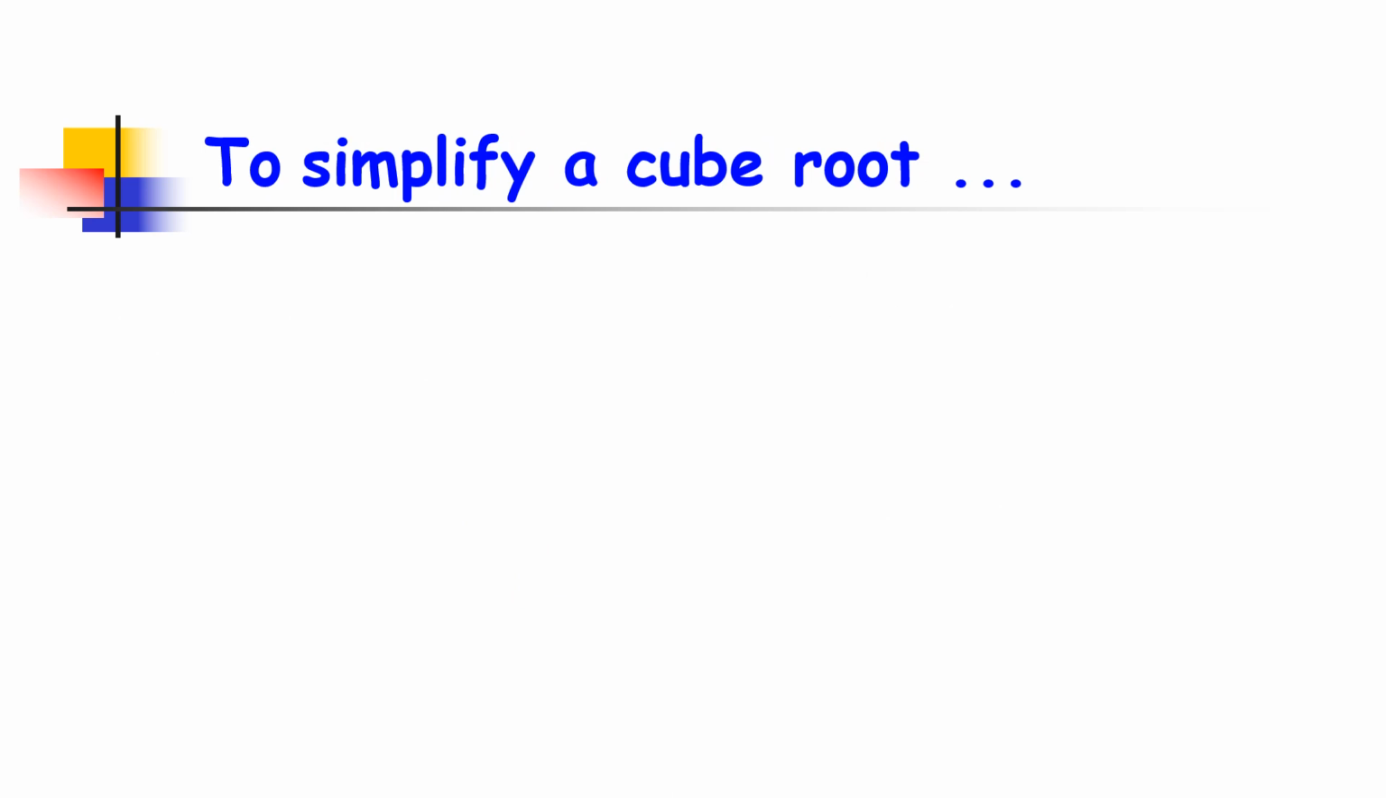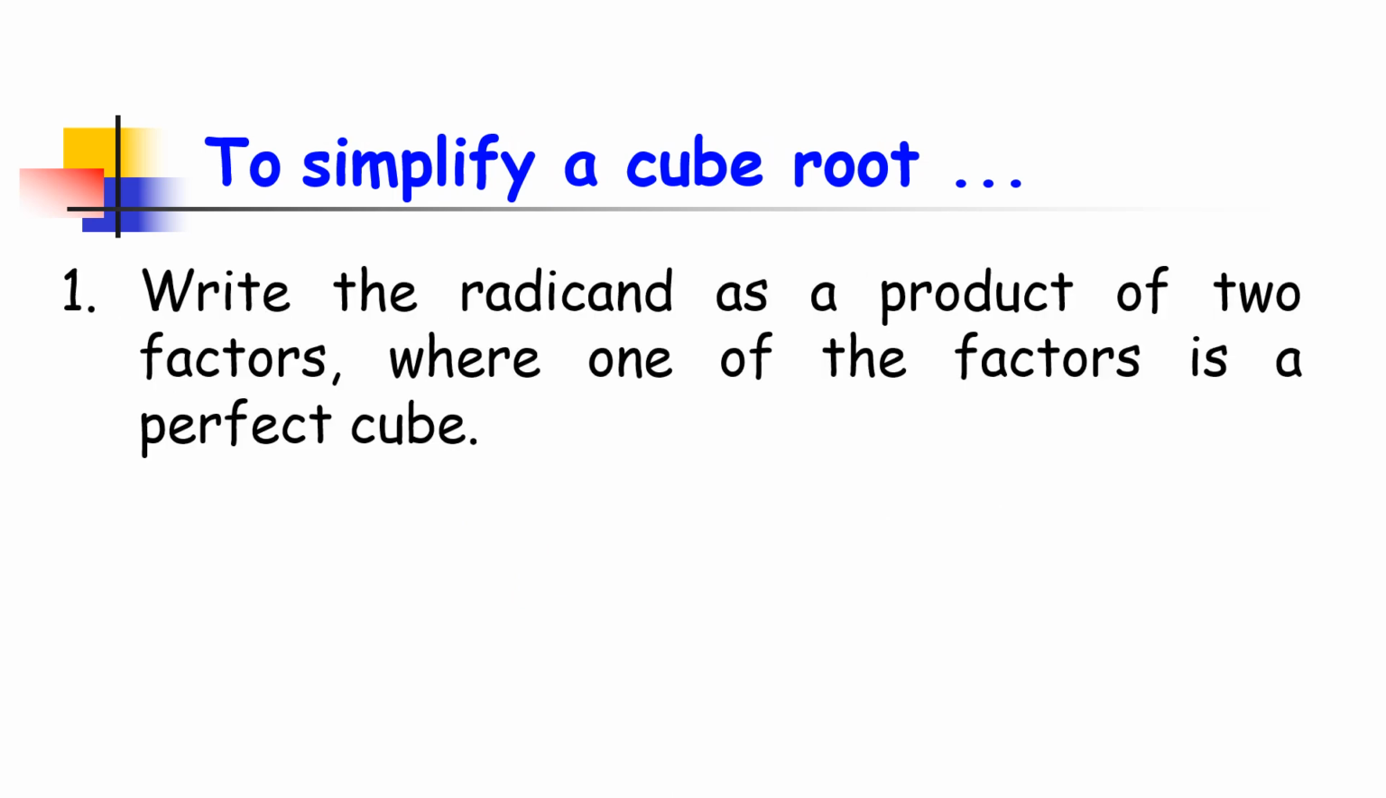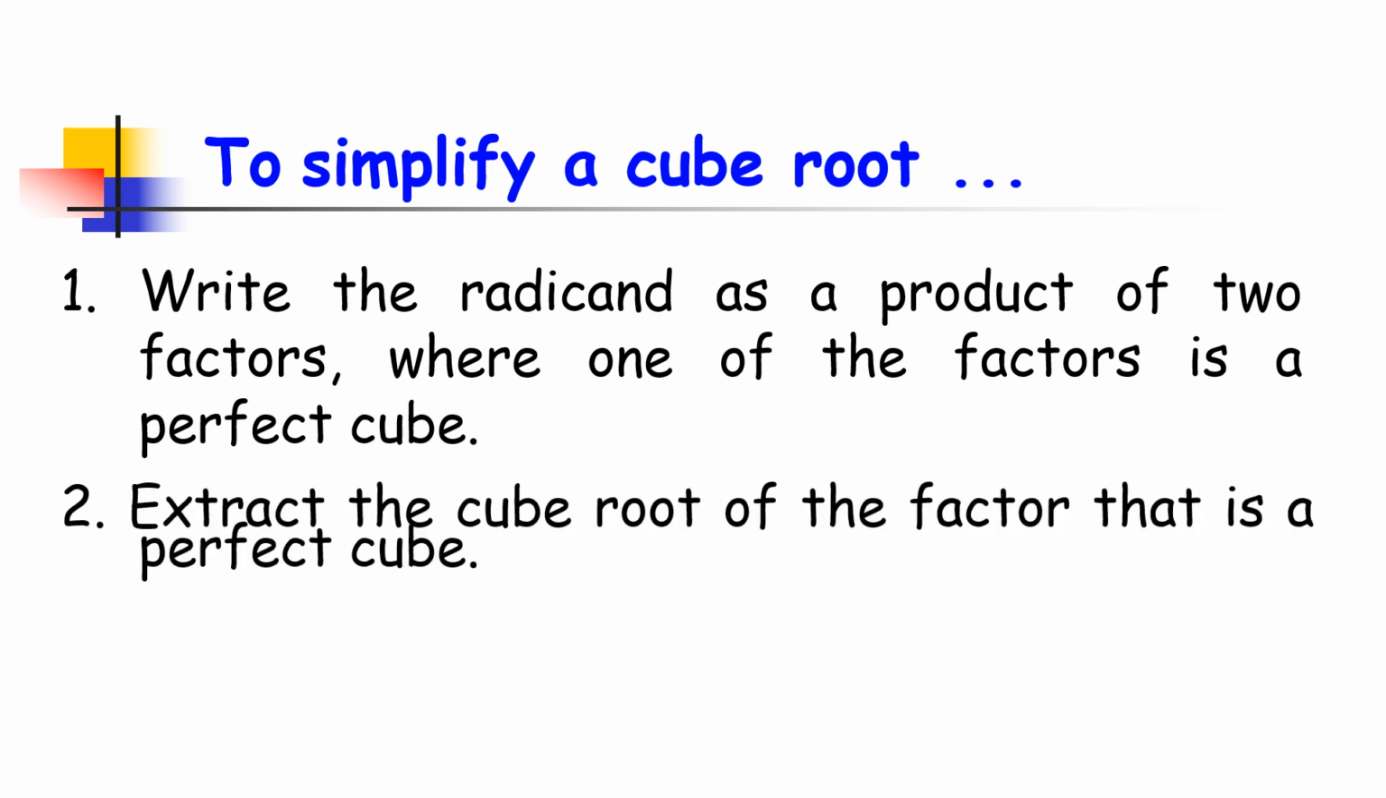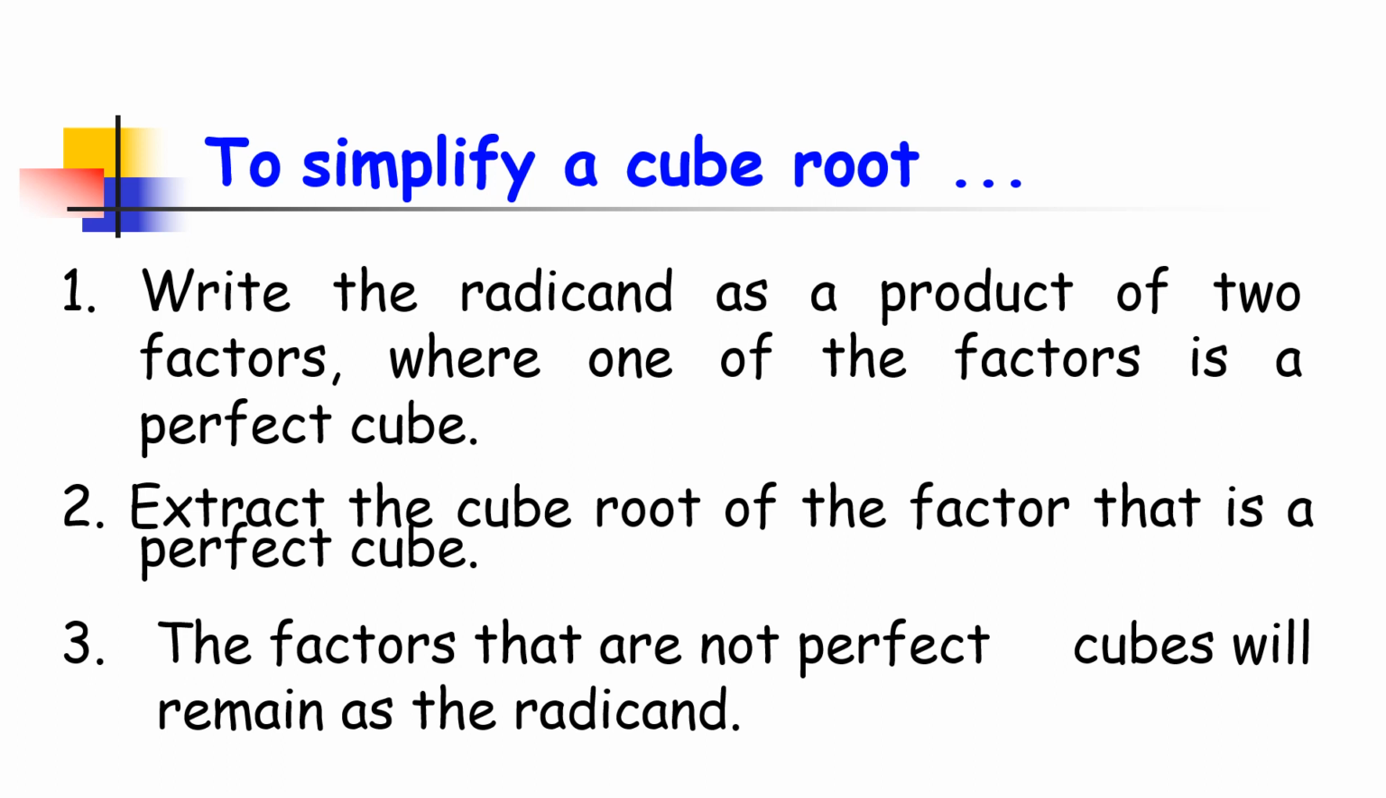To simplify a cube root, here are the steps. First, write the radicand as a product of two factors, where one of the factors is a perfect cube. Second, extract the cube root of the factor that is a perfect cube. And third, the factors that are not perfect cubes will remain as the radicand.